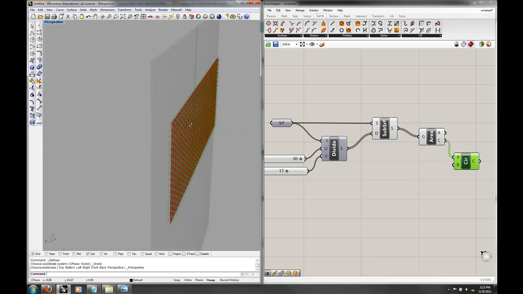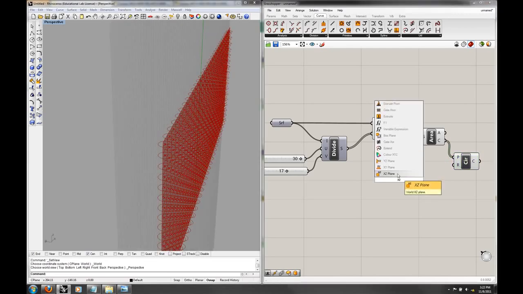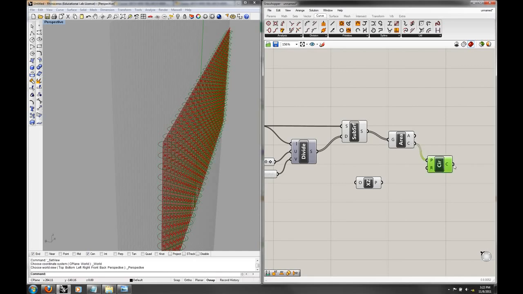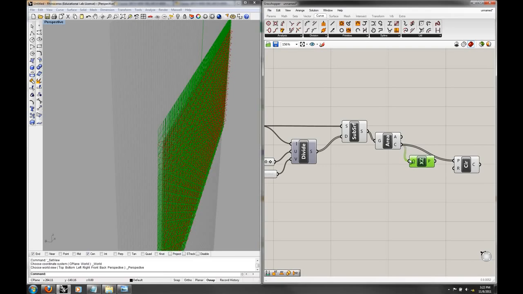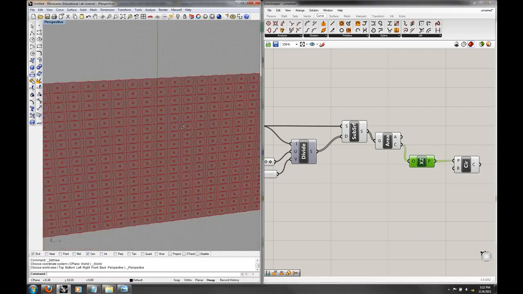Circles are in the XY plane. Okay. So what we need to do is make a ZX or XZ plane, and then put the circles on it. So let's take the centroid, make that where the planes are drawn, and then let's draw circles on it. That's better.